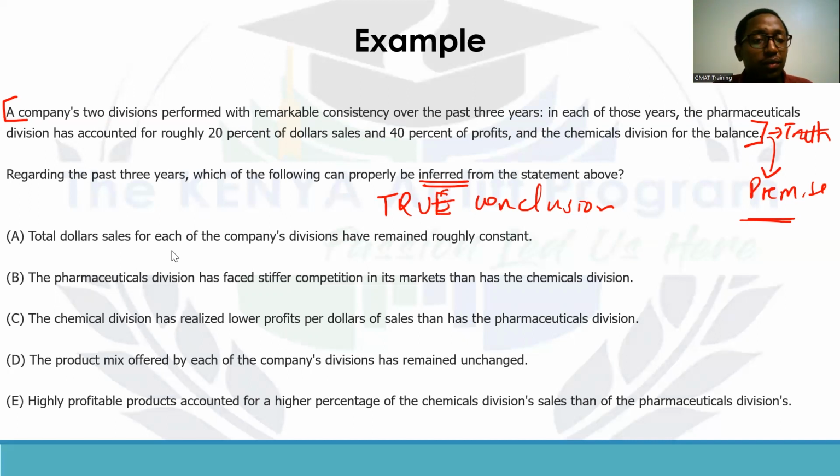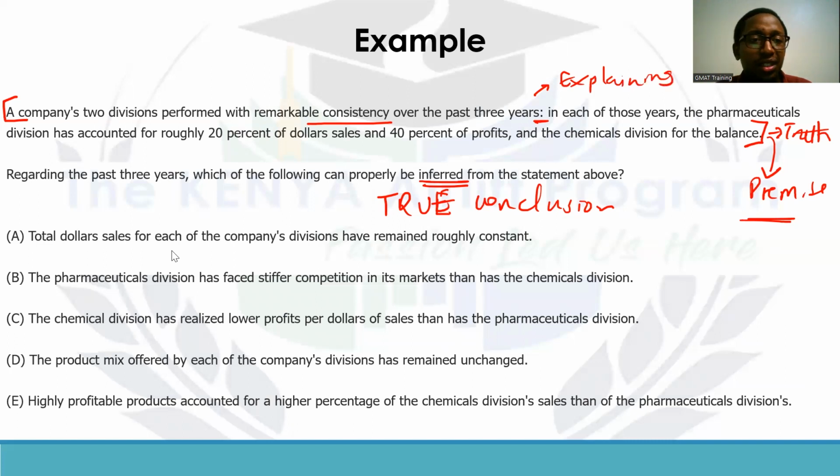So A, total dollar sales for each company's division have remained roughly constant. So remember that you are supposed to understand your truth. So if you go back to your premise, you'll find that we have consistency and then we have a colon. So what's the colon doing? It's explaining.